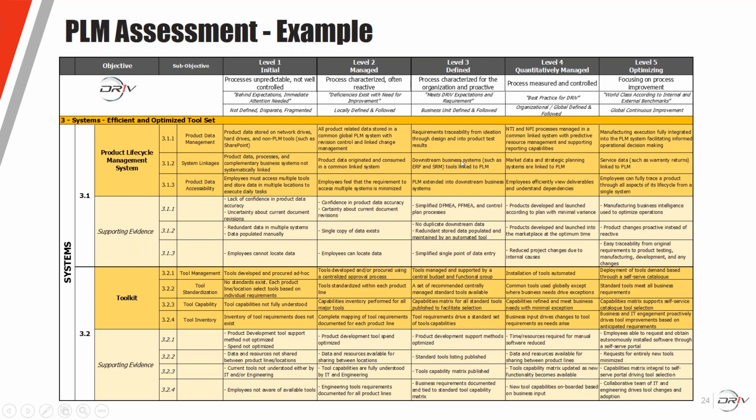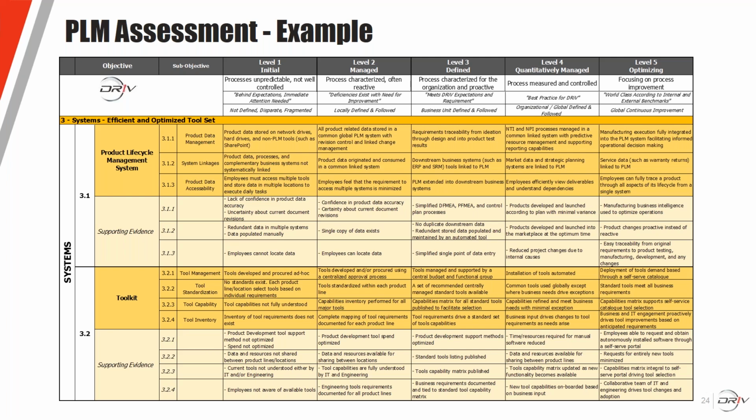So if we look at this, and this is actually a real thing that we did, this is not just faked data for this presentation. If we look at product data management, for example, level 1 would be product data stored on network drives and all over the place. Admittedly, that's what some of our product groups have right now. Level 2, all product related data is stored in a common global PLM system. Well, that's pretty good. Level 3, requirements traceability from ideation through design into product test results. That's the next level up.